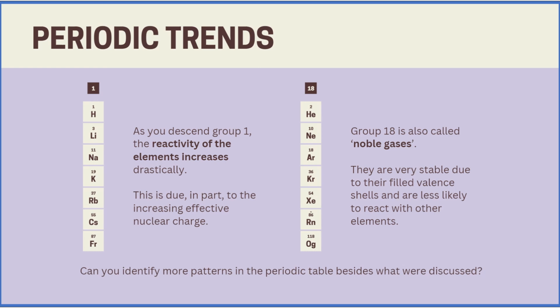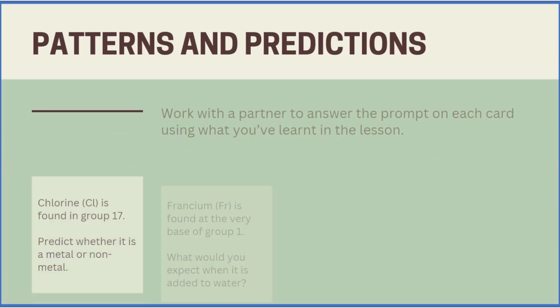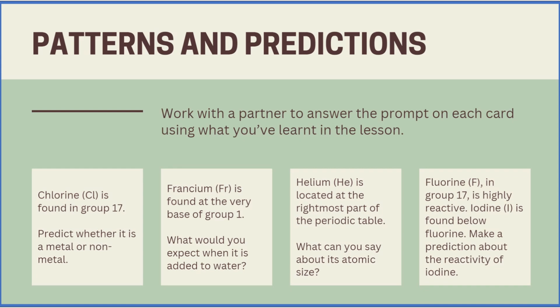So here, can you identify more patterns in the periodic table like this? Let's see. Work with a partner, and this is a homework. Answer the prompt on each card using what you have learned in the lesson. So these are the four cards. In the first card, it is given chlorine, that is Cl, found in group 17. Predict whether it is metal or non-metal.